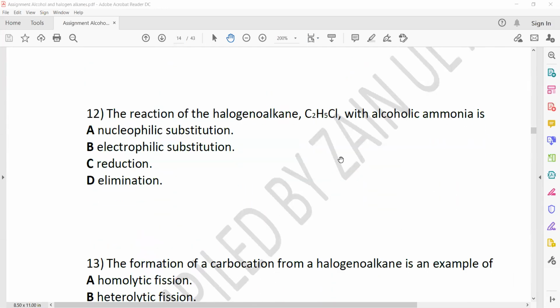The reaction of halogenoalkane with alcoholic ammonia is what kind of reaction? It's nucleophilic substitution with ammonia. With potassium hydroxide, if it is aqueous, nucleophilic substitution. If it is alcoholic, then elimination reaction.